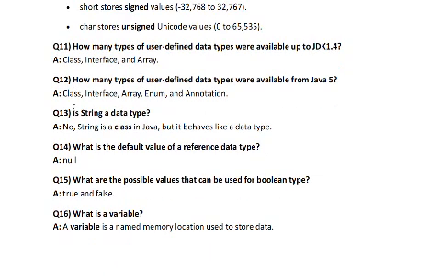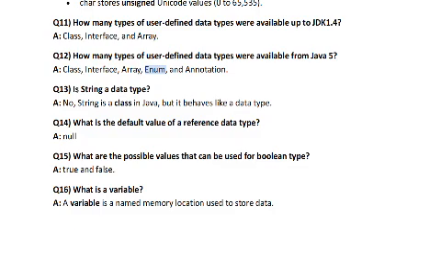Next, coming to the next question, how many types of user-defined data types are available from Java 5? That means after Java 5, are any other data types available? Yes, two data types are added: enum and annotation. Previously we had class, interface, and array only, but the newly added ones are enum and annotation.